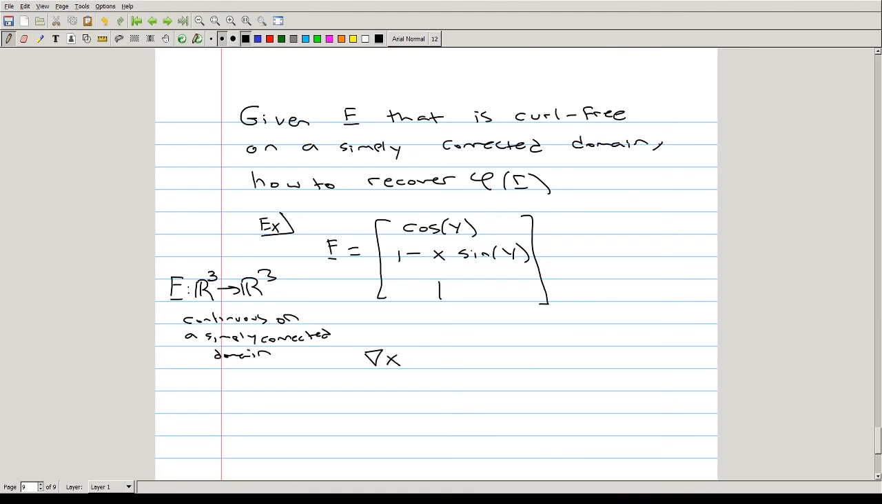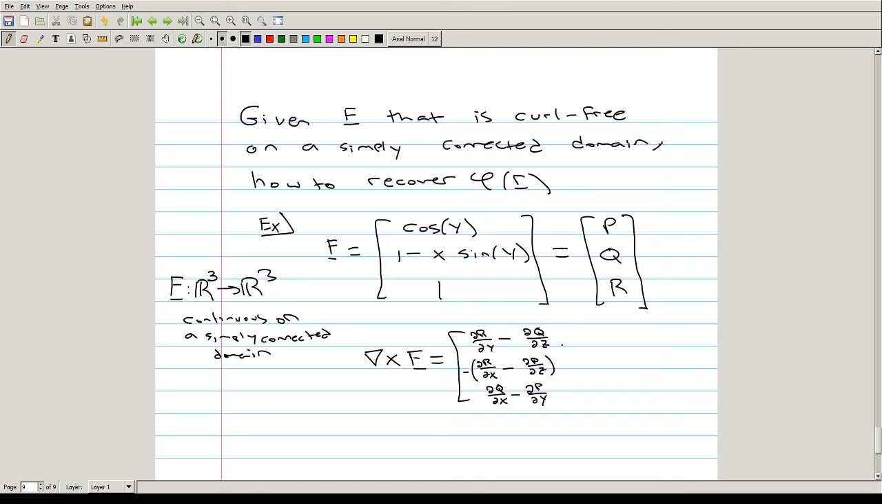And if you go through and evaluate the curl of this vector field, this is P, Q, and R. The curl is going to be the y partial derivative of R minus the z partial derivative of Q. It's going to be negative times the x partial derivative of R minus the z partial derivative of P, and the x partial derivative of Q minus the y partial derivative of P. So dR/dy is d1/dy, which is 0.